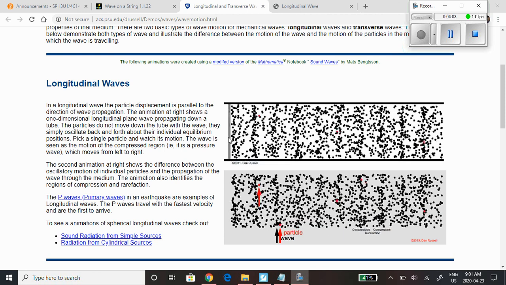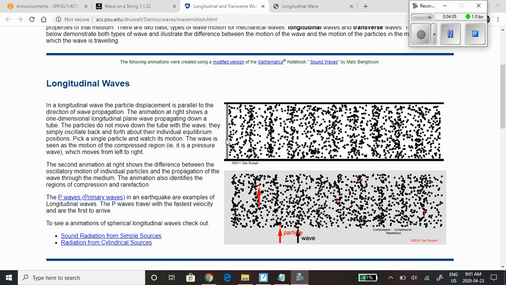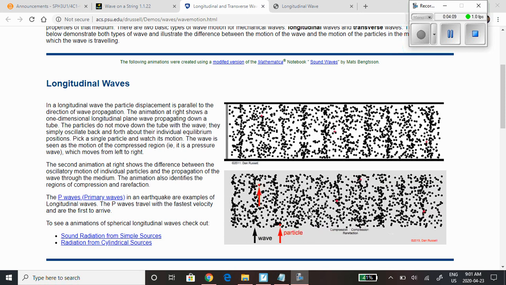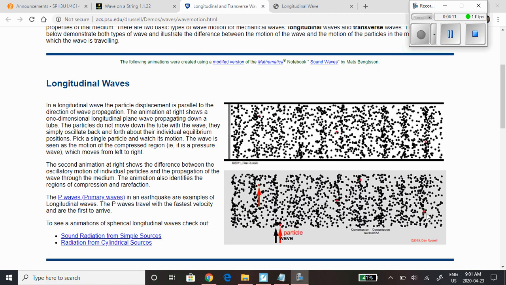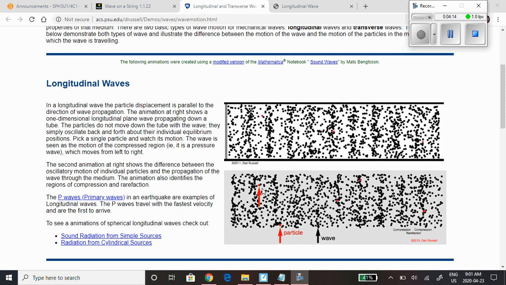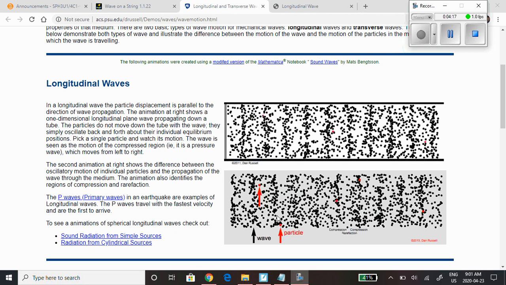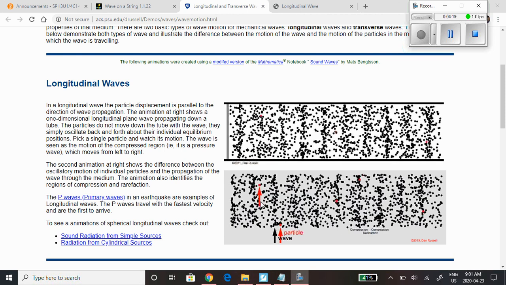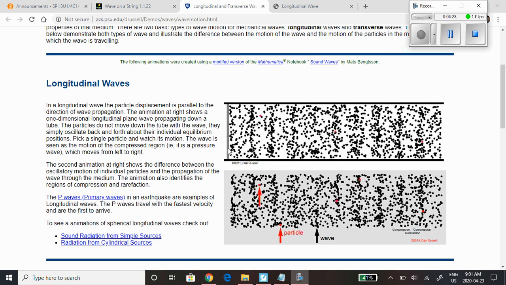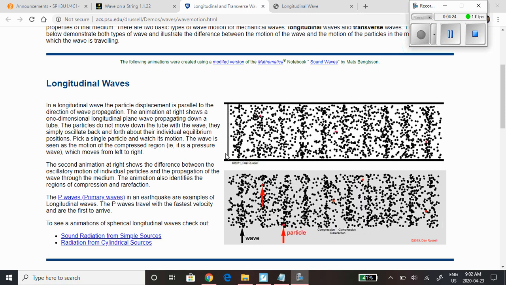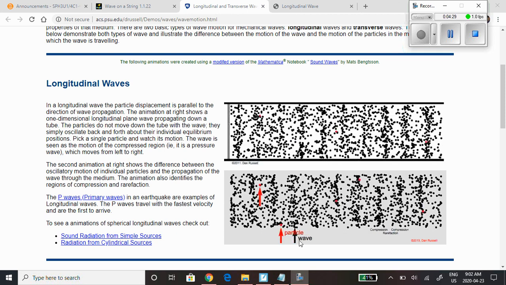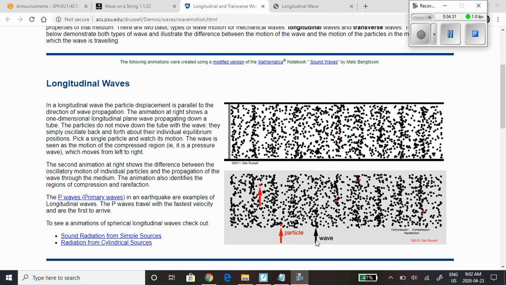The vibrating object here, the gray, moves forward and backwards, moves forward and backwards. All the other particles, they've isolated a red one here, a red one here, a red one with an arrow here, a red one with an arrow here. They just move forward and backward, repeating the vibration of the original vibrating object. What moves forward is the spreading of the energy, and that's what we call the wave.